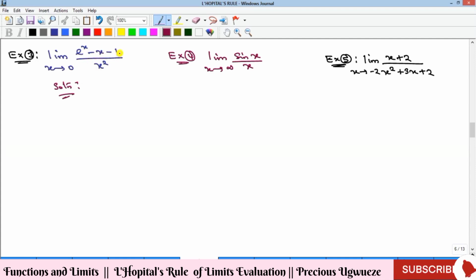So 1 minus 1 is 0. That's ordinarily all over 0 squared, which is 0. So it satisfies the condition. So we'll now try to use the method that's L'Hopital's rule.